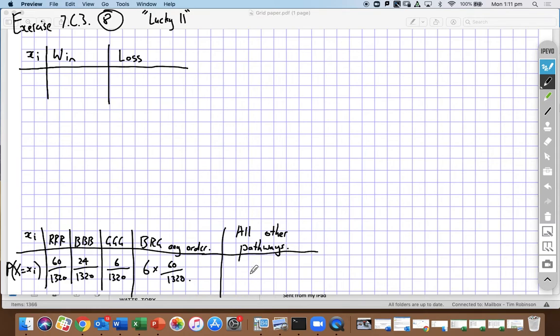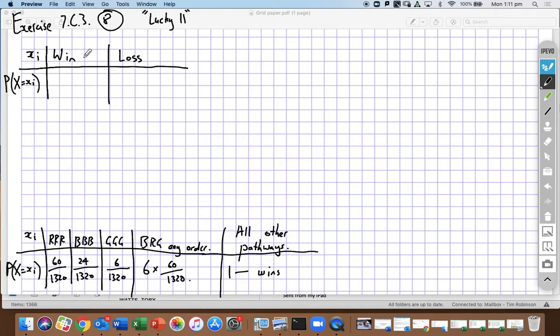And that would have to be 1 minus all of the wins, right, to get the probability. Because it would have to add up to a probability of 1 to represent 100% or all of the pathways. The probability that I get a win or a loss.